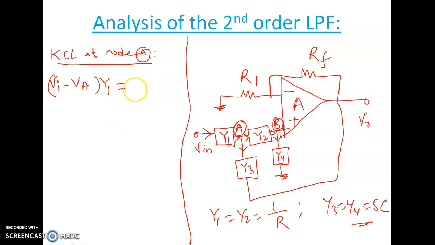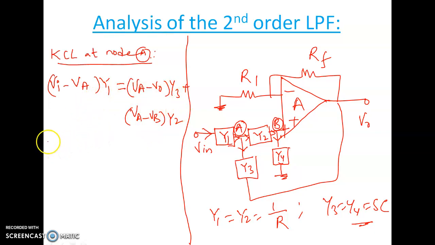So how many currents are leaving? One is (Va minus V0) into Y3 plus (Va minus Vb) into Y2. Okay, so this is the first current, this is the second current, this is the third current. One current is entering and two currents are leaving.